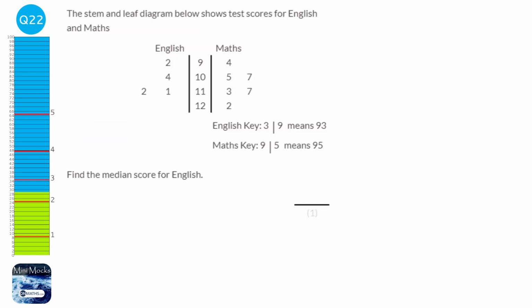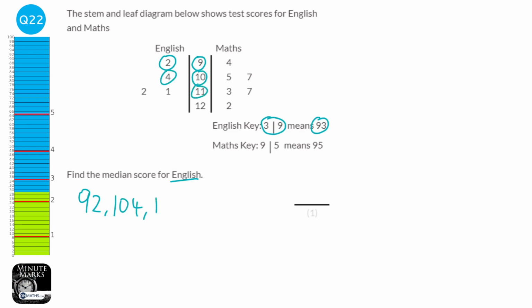So with a stem and leaf diagram, the numbers in the middle often represent tens. They could be units. So we look at the key first of all, and we see that 3 line 9 means 93. So the numbers in the middle are going to represent 10. So this is a 90. Now we're looking for English, so this will be 92. So our first number will be 92. Then this will be 10 tens and a 4. So it would be 104. 11 tens and 1, so 111, and then 11 tens and 2.